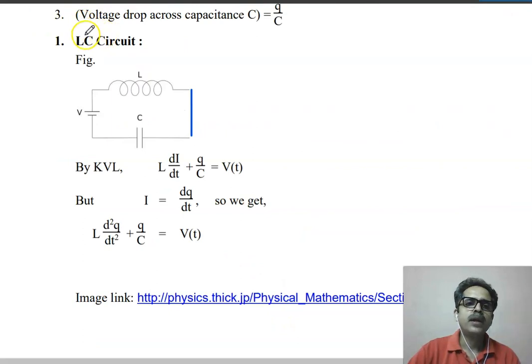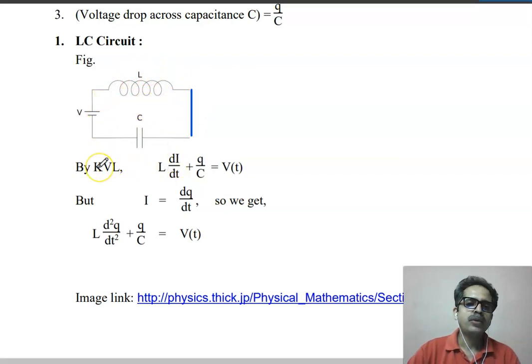Let's see LC circuit. LC circuit means a circuit containing inductor having inductance L, capacitor having capacitance C, and some voltage source. Look at this figure. This figure contains inductor having inductance L, capacitor having capacitance C, and voltage source is capital V. Let's apply Kirchhoff's voltage law to this closed circuit.